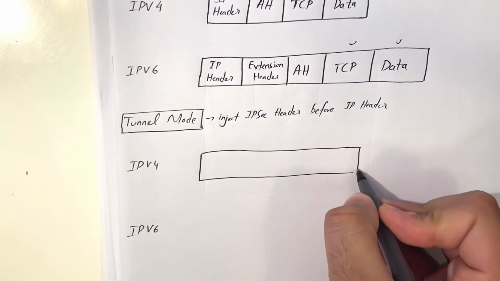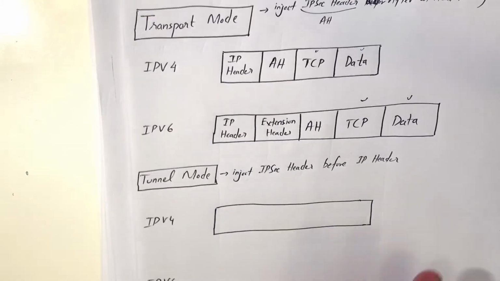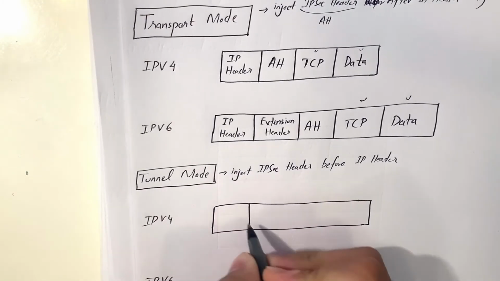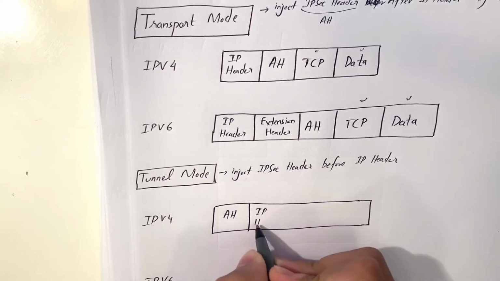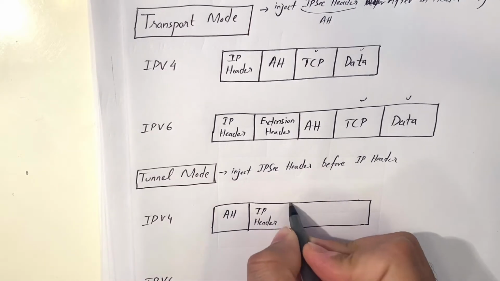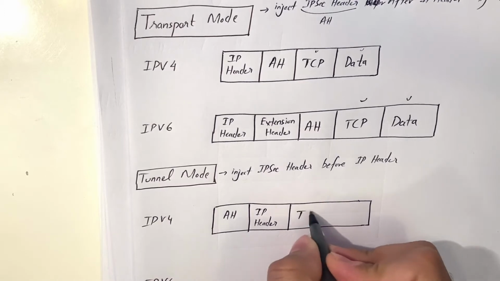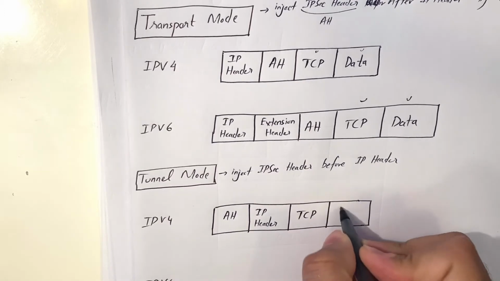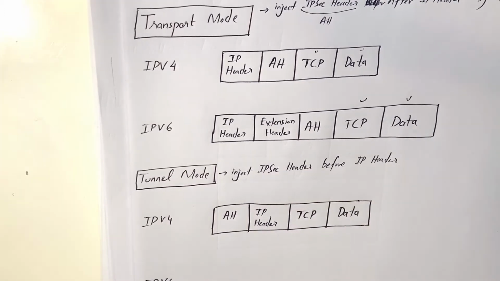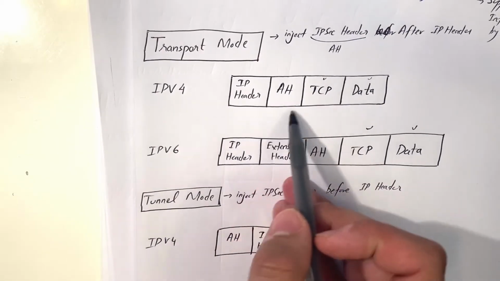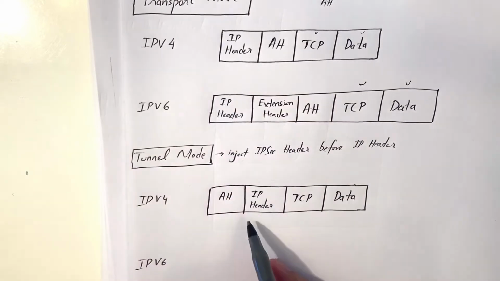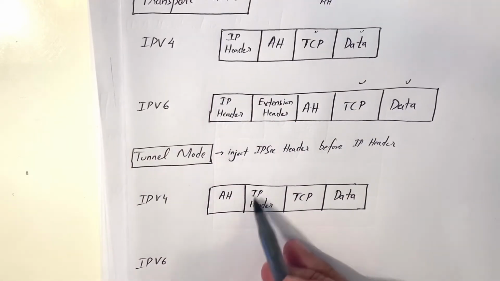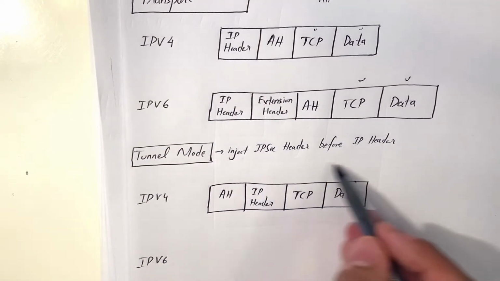So in IPv4, what we are going to do is put the authentication header before the IP header. So the IP header will come after here, and then the TCP header, then data. Now what happened? Everything else is the same, but we put the authentication header before the IP header. If you do that, of course, it will make some changes down here in the IP header as well. Everything will be authenticated.